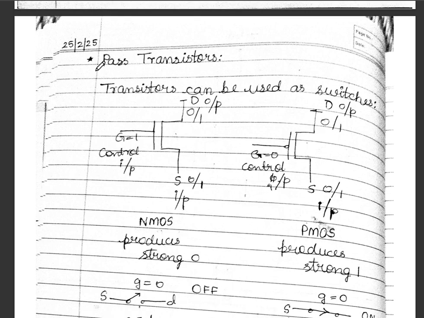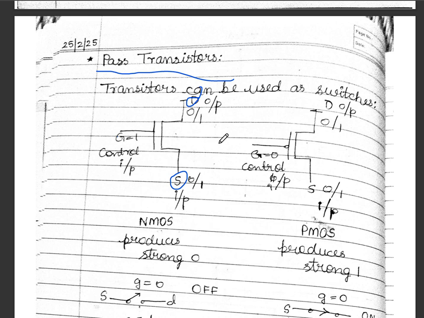So the next concept here is pass transistor. Pass transistors are also a type of transistors and they can be used as switches. So here we'll look into the pass transistor. This is the NMOS transistor where we have three terminals, that is the gate, drain and source. And the gate is the control input and we get output at the drain terminal. Source is also the input but the control is in the hand of the gate terminal.